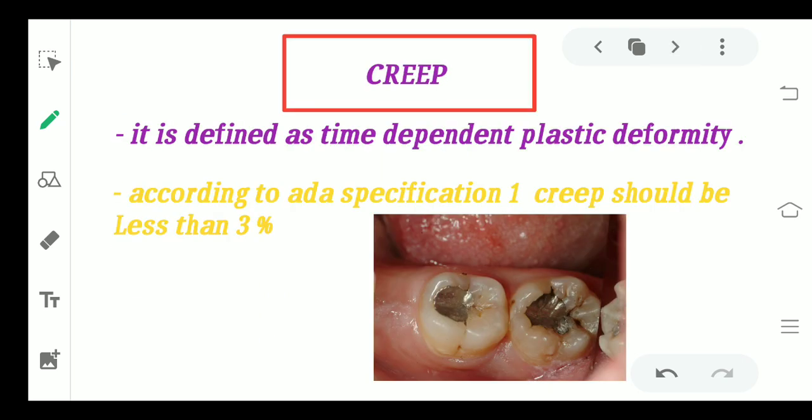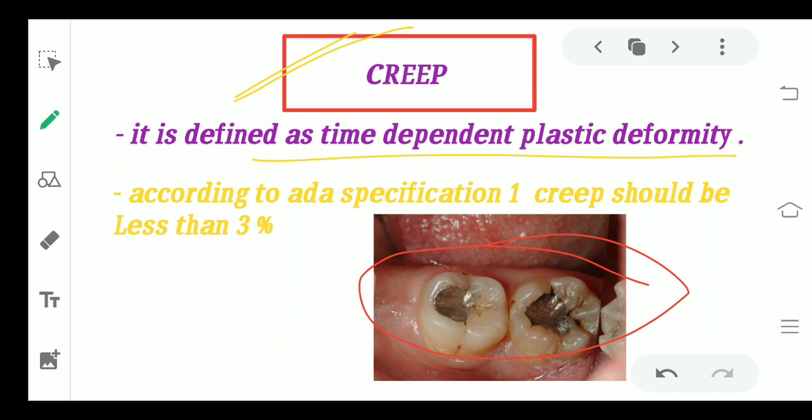Now coming to the terminology creep, as I just told you about creep in the previous slide, it is basically defined as time dependent plastic deformation. Now try to understand, anything which we have in our life, with time it can get deformed, right? Everything is going to get deformed with time. Similarly, you see in this restoration, at this particular time, in some places it has been chipped off, it has got discolored, in some places it has dislodged. So this is actually time dependent plastic deformation or time dependent changes. According to the ADA specification number 1, the creep should always be less than 3%.